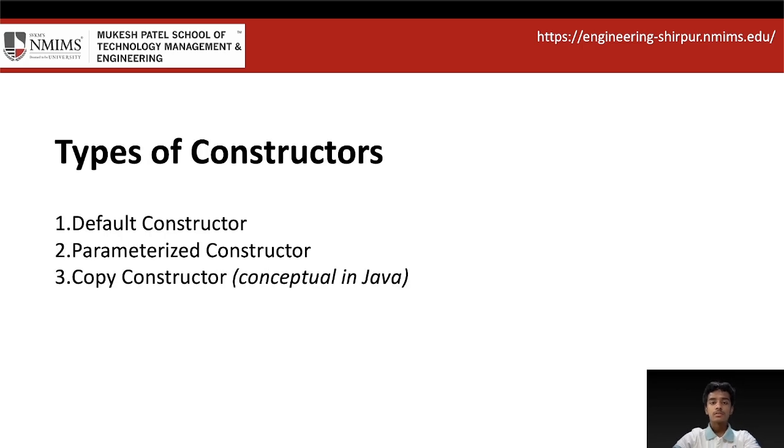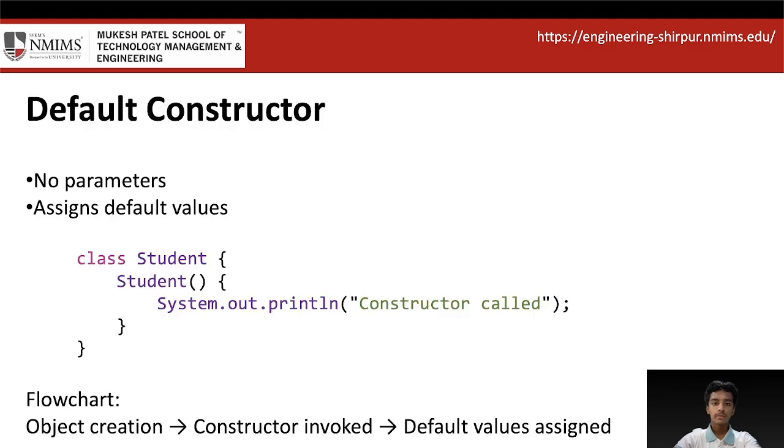Types of constructors. In Java, there are mainly three types of constructors: default constructor, parameterized constructor, and copy constructor. The default constructor does not take parameters. The parameterized constructor allows us to pass values, and the copy constructor, although not built in, can be created manually to copy values from another object.